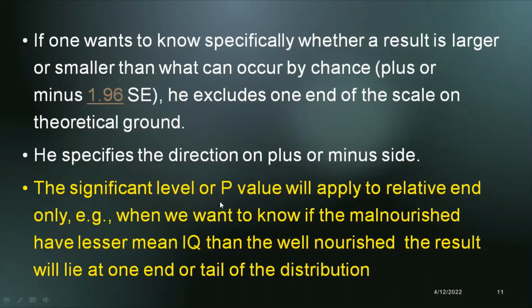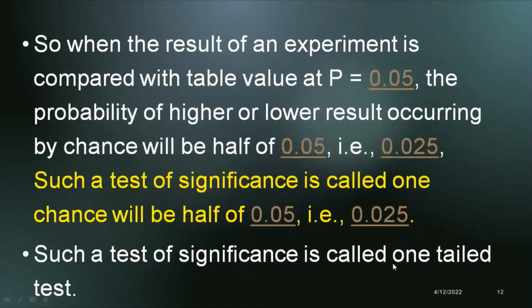The significance level or P value will be applied to the relevant end only when we want to know, for example, if the malnourished have a lesser mean IQ than the well-nourished. The result will lie at one end or tail of the distribution. So it will become a one-tail test.